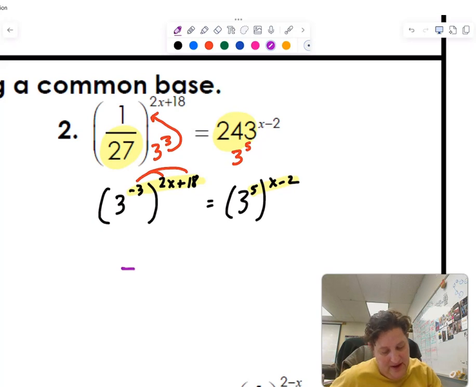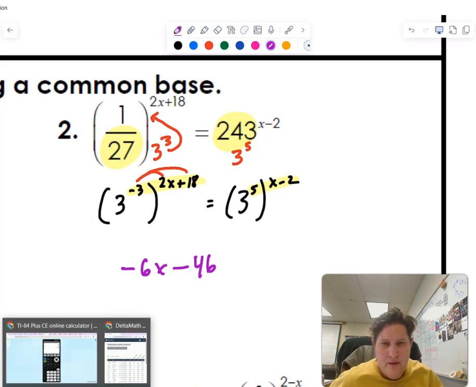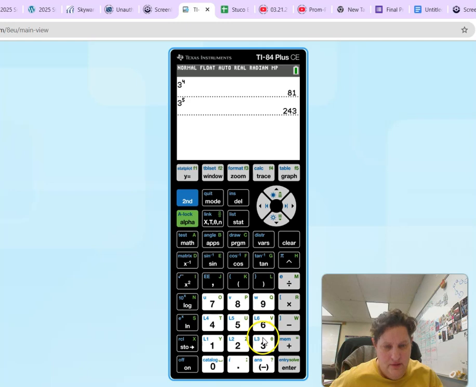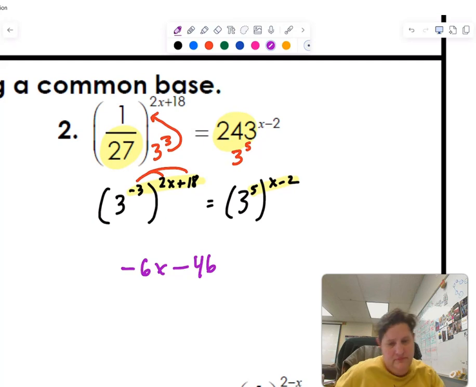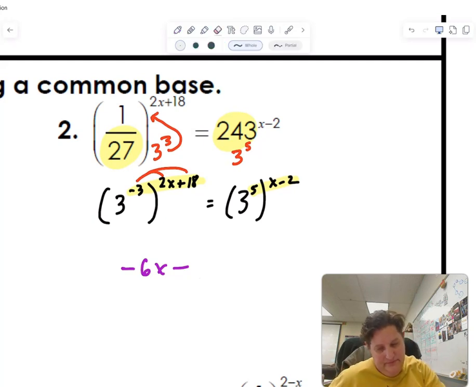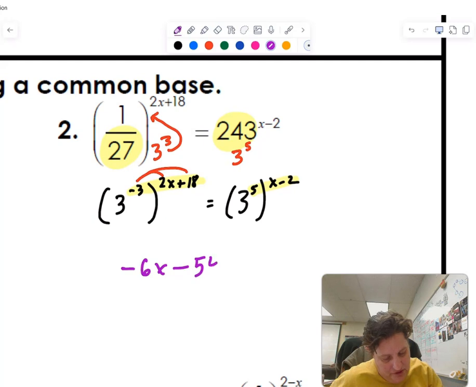Okay, so that gives me -6x minus, what's 3 times 18? 30, 46, I think, but let me confirm that. 3 times 18. Okay. Oh, 54. What on earth, you guys? Whew, good thing I'm checking, not guessing the numbers correctly. All right. Anyways, and then 5x minus 10.